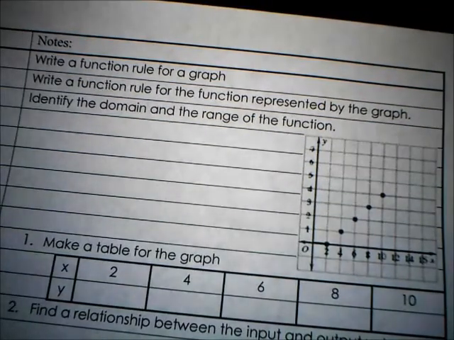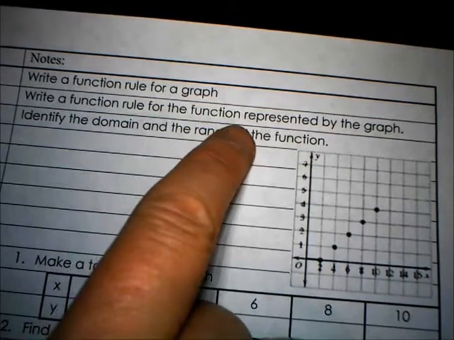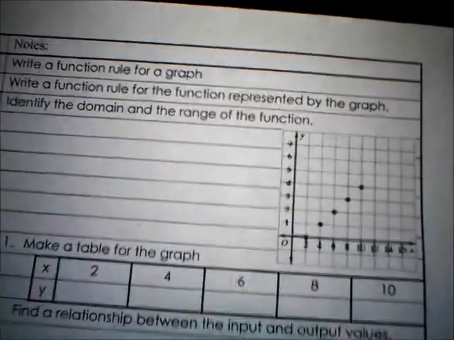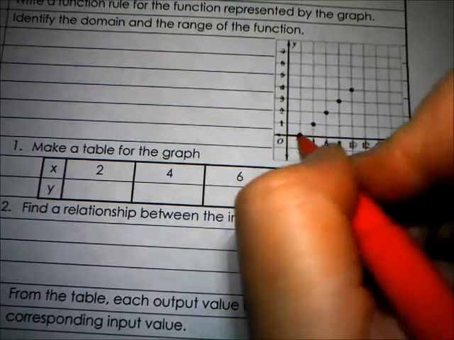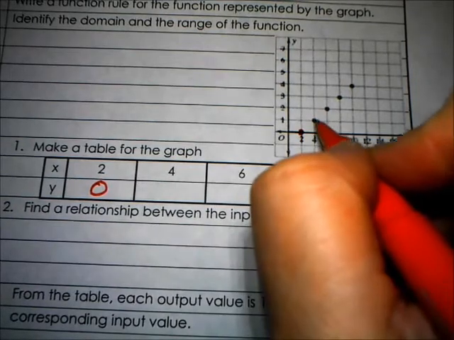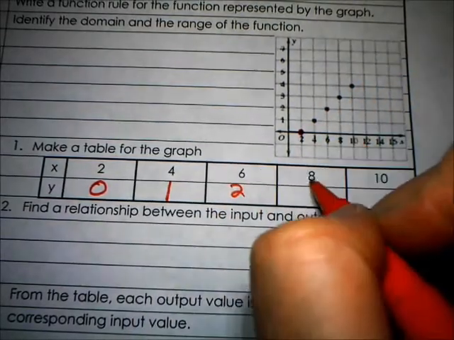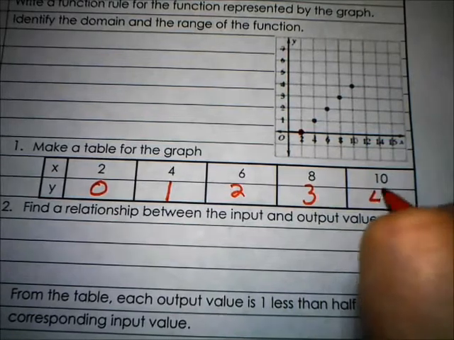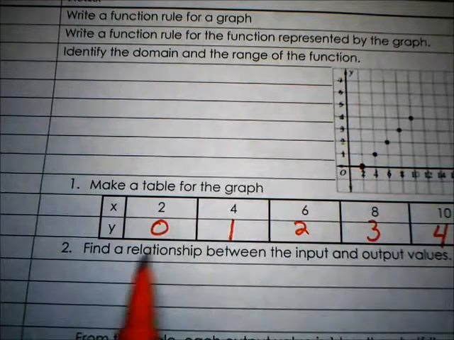Okay, on example 2, I have the graph. It says write the function rule for the graph represented by the graph. Identify the domain and range of the function. Well, first thing I want to do is make the table. I want to pull the points off. Notice there's a point down here at the bottom. The coordinates are 2 and it doesn't go up at all, so that means it is a 0. The 4 goes up only 1 unit, so that's a 1. 6 goes up to a 2. 8 goes up to a 3, and 10 goes up to a 4. Alright, we've got to identify the domain and range.